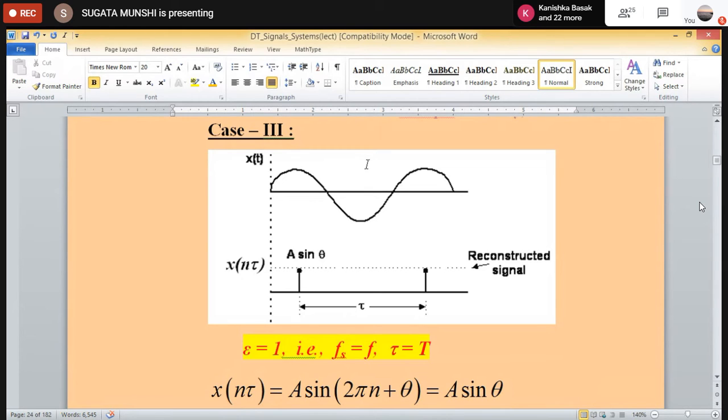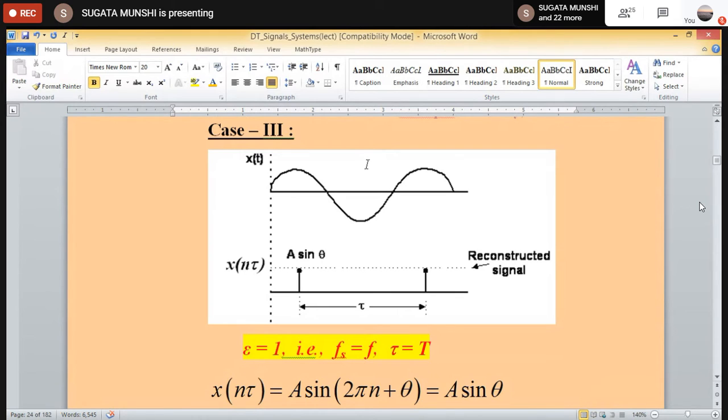If all the sample values are the same, then obviously x and tau will represent the samples of a DC signal, isn't it? As I have shown there, all samples will be equal. So it's a DC signal that is represented by x and tau. So then f is aliased into a frequency f prime equal to 0.